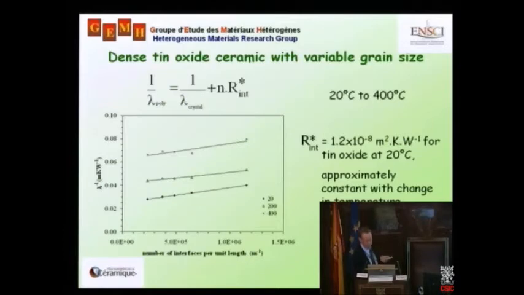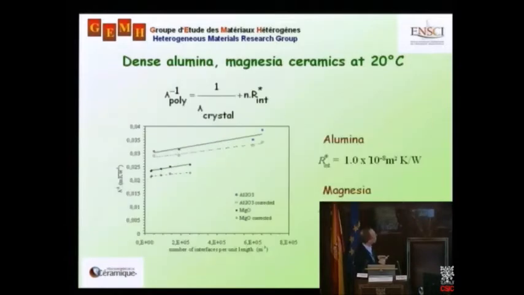Well, that's fine. It worked in tin oxide. Let's look at two different materials, alumina and magnesia. We get very similar behavior, a nice slope increase in thermal resistivity with an increase in the number of grain boundaries along the heat path, or going from large grains to small grains. We see a similar slope in magnesia, and again we have values of around 10 to the minus 8 meters squared Kelvin per watt. Okay? So I want just to retain this figure for the average value for the grain boundary thermal resistance.